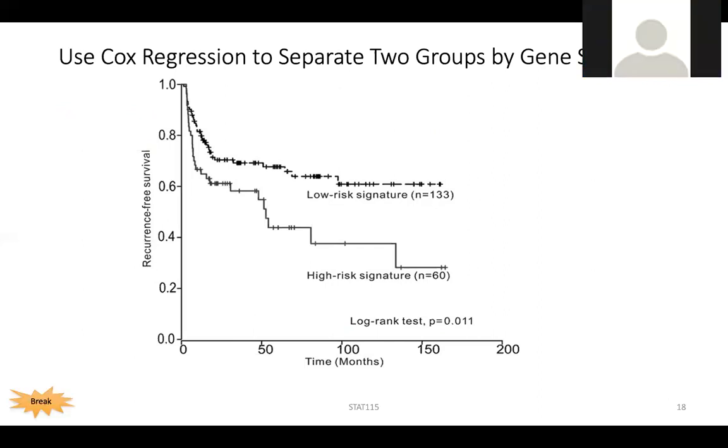Do the ticks still indicate a patient has dropped out? Yes, exactly. That's the censored data. Okay, it just seems kind of weird that there are a lot of patients that dropped out in the low risk signature. Is that typical? It depends on the study, I would say, and also on what you mean by the event. It could be a death, it could be a recurrence, it could be whatever reason. So it depends on what you're looking for. I don't think it's always the case like this.